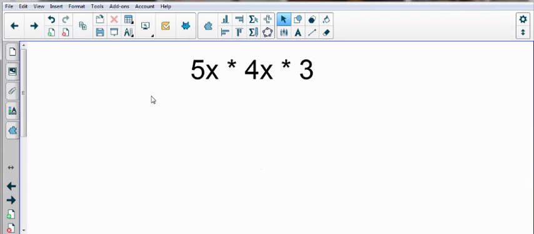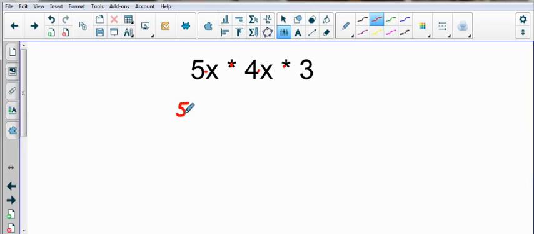So let's look at an example. I've got 5x times 4x times 3. Now, the way you need to read this in order to understand how you do this, you have to read that as 5 times x times 4 times x times 3. Why is that important? Because since you're seeing that every last one of these is being multiplied by all the others, that means you can put them in any order that you want because of the commutative property of multiplication. And that's going to make this where we can do this. I told you first you're going to pull out all your coefficients, all your constants. So I've got 5 times 4 times 3.